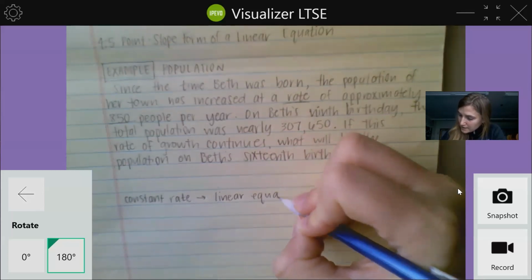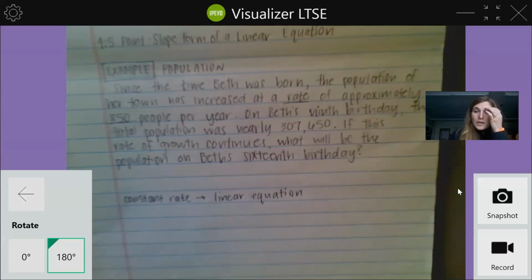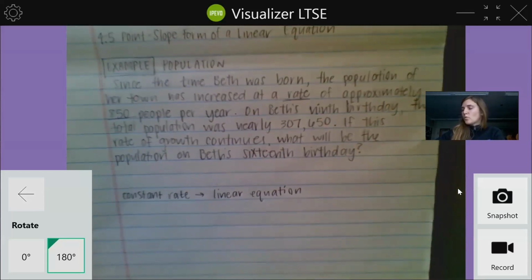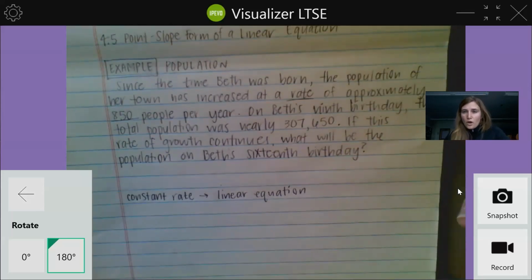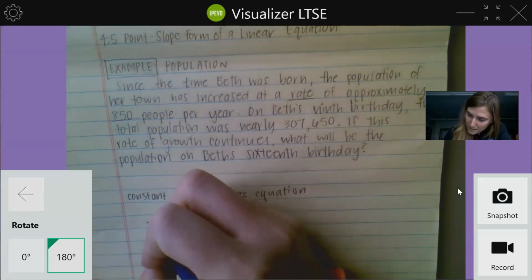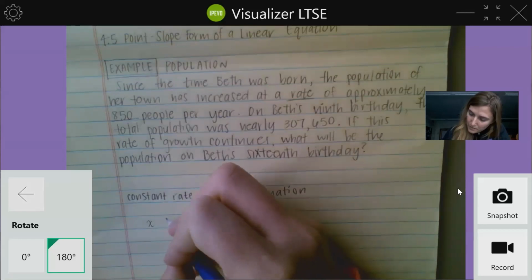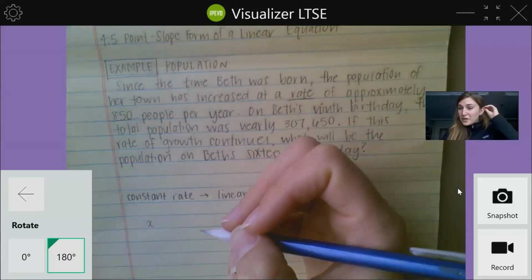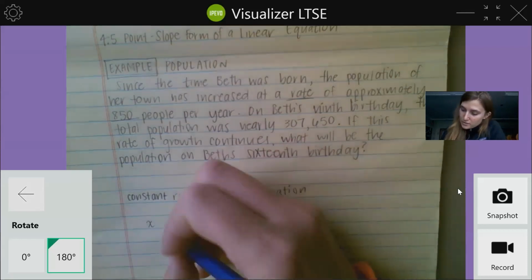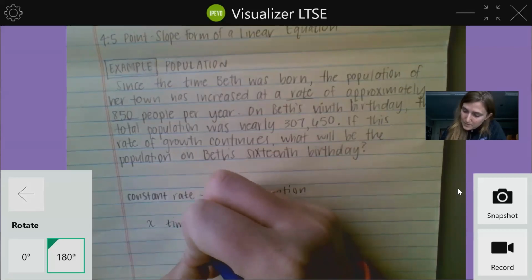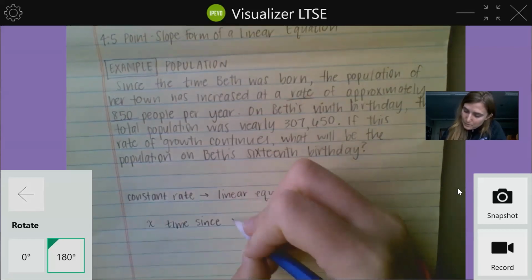And the next thing we want to do is determine our variables. So what are the quantities that are varying? The time is changing, right? The amount of years since Beth's birth. So let's say that's going to be X, because that's going to be our independent variable. Time passing doesn't depend on anything. It just happens. So X will be time since Beth's birth.